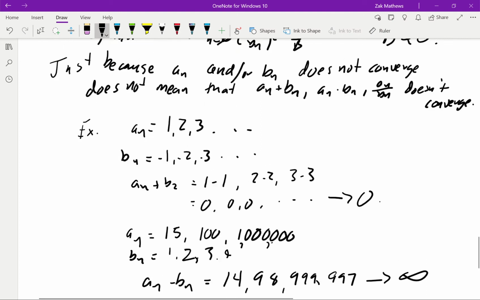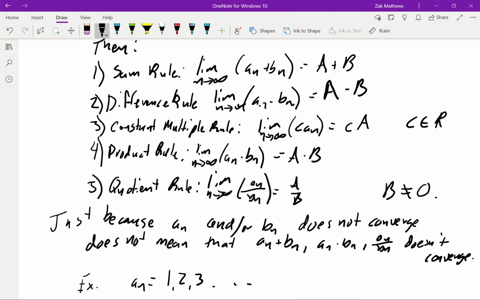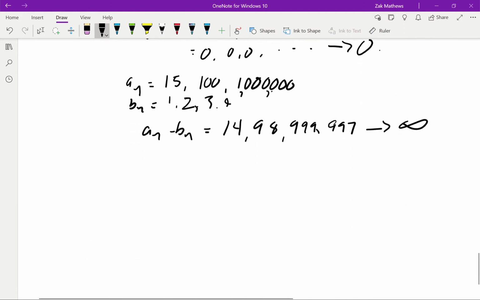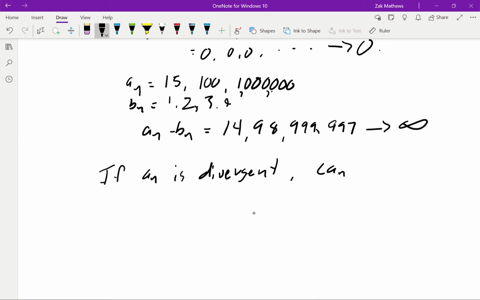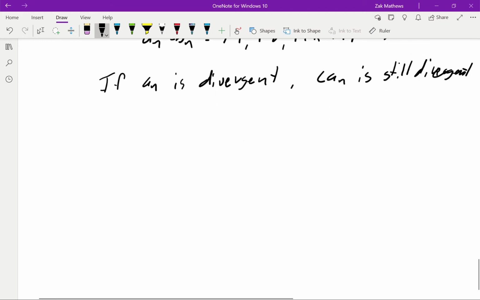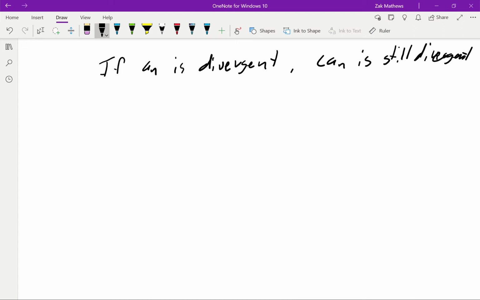Now, the one rule that we do know is that if we have a divergent series, the constant multiple rule will remain divergent. If An is divergent, c times An is still divergent. It doesn't matter what that constant multiple is. Even if it's less than 1, it's just going to diverge at a slower rate. If it's greater than 1, it's going to diverge at a much faster rate. So that is the only one of those rules that we can say if we start with a divergent series, it is still divergent.